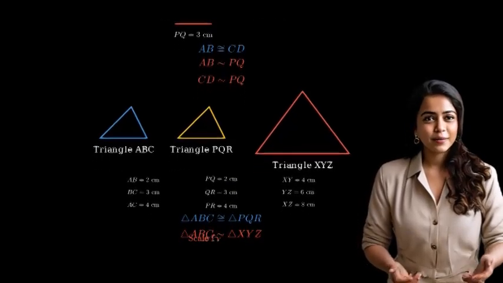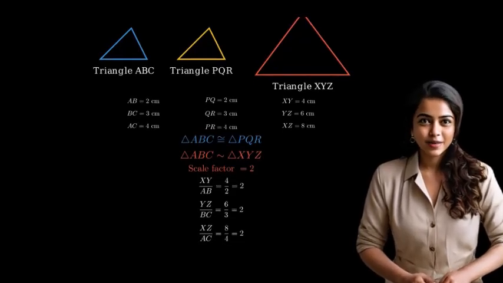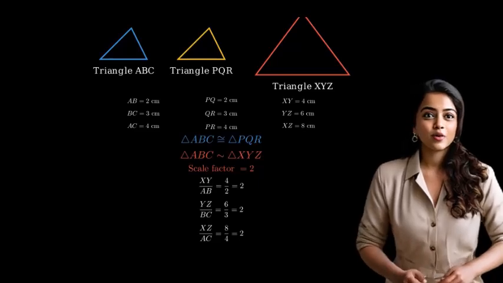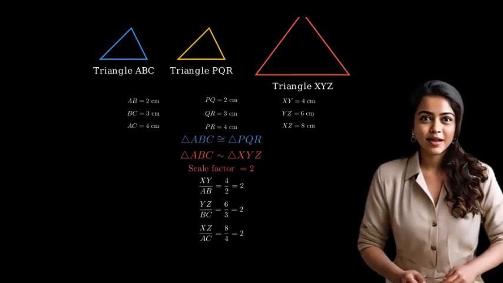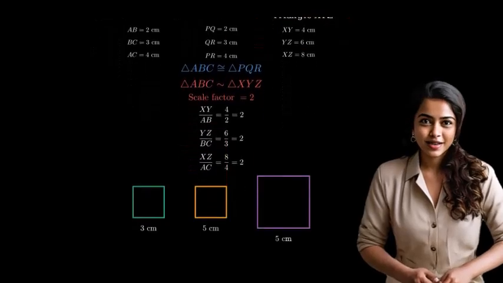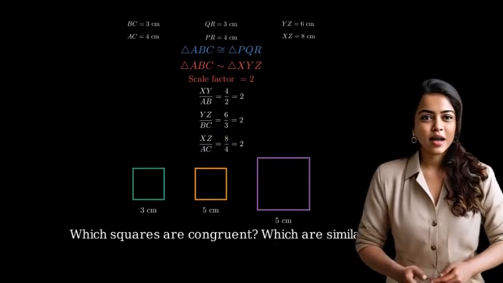Now, are ABC and XYZ similar? If we compare the sides, we see that each side of XYZ is twice as long as the corresponding side of ABC. So ABC is similar to XYZ with a scale factor of 2. Let's move on to squares. Here are three squares with different sizes. Which ones are congruent and which ones are similar?